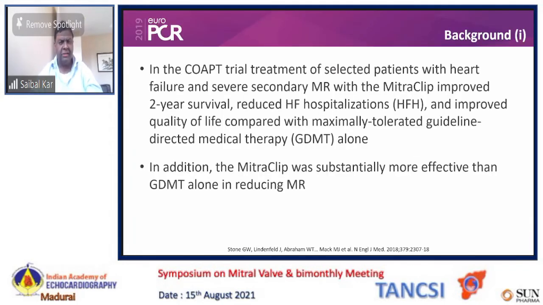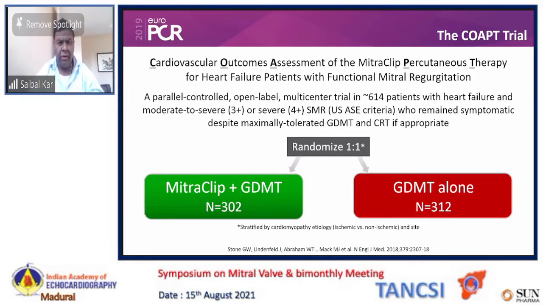Now, this is very important: in the COAPT trial, the treatment of selected patients with heart failure and severe secondary MR with the MitraClip improved 2-year survival, reduced hospitalization, and improved quality of life compared to maximally tolerated GDMT. In addition, MitraClip was substantially more effective than GDMT. So we knew this. However, we did want to understand some of the mechanistics of this study.